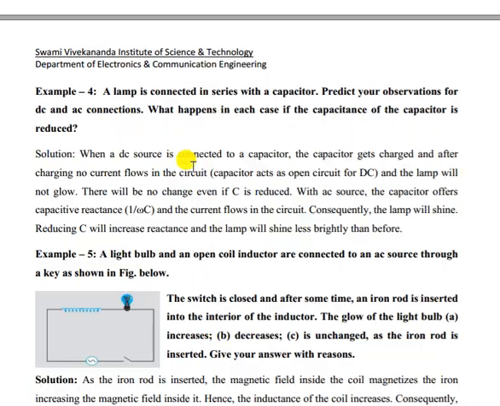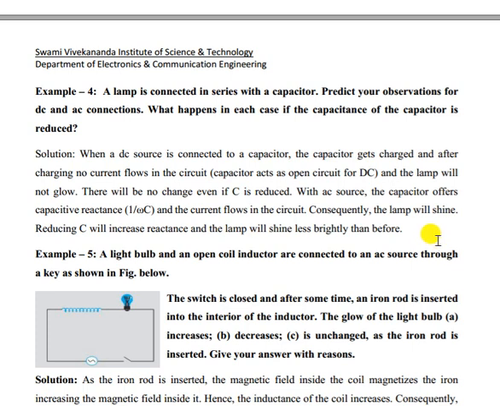Say another example problem. A lamp is connected in series with a capacitor. Predict your observation for DC and AC connections. What happened in each case? Now, whenever you connect a DC source to a capacitor, what happens? It will charge and then no current flows. It will charge to its maximum and then it stops. There is no current flow. The capacitor acts as an open circuit for DC.